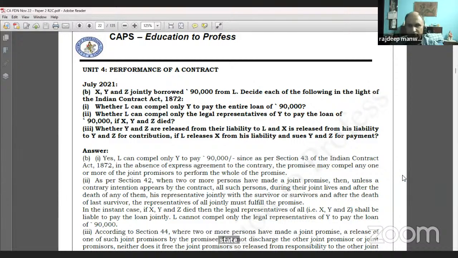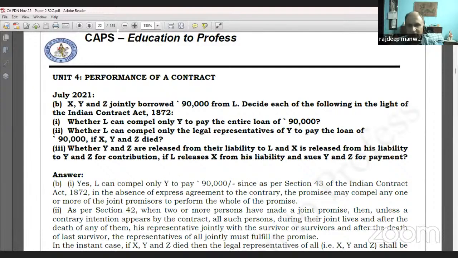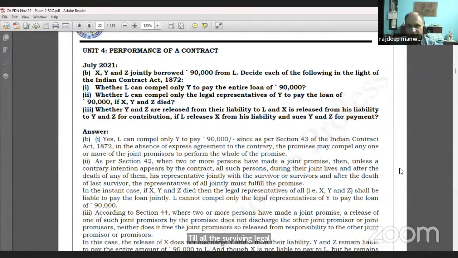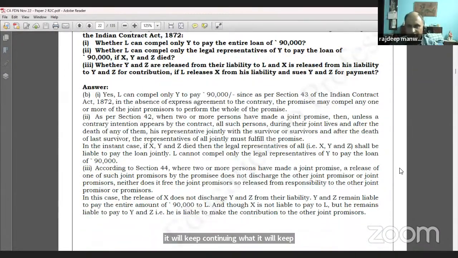Sir, then the court will come into action. No, another legal representative. Now let's say X dies, his wife has to pay the loan, but if his wife also dies, then the son has to pay the loan. Till all the surviving legal representatives die, it will keep continuing. Understood what I'm trying to tell you?